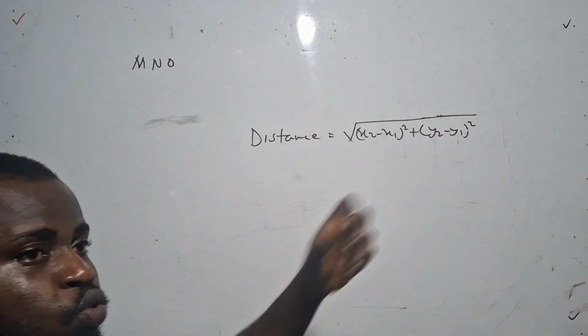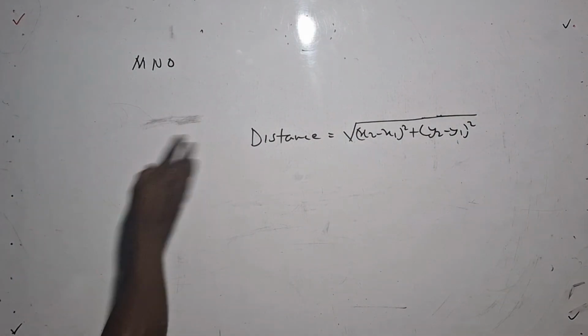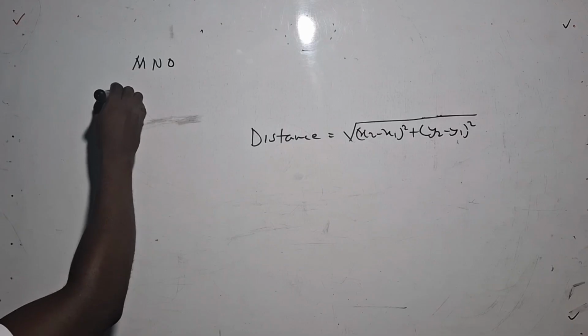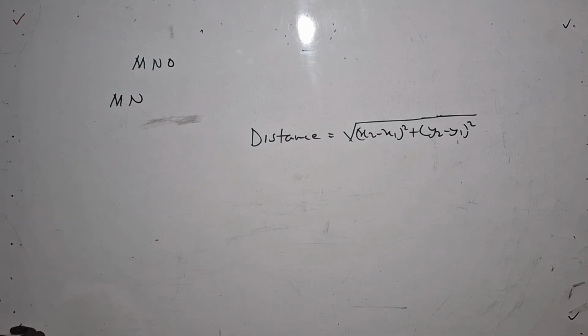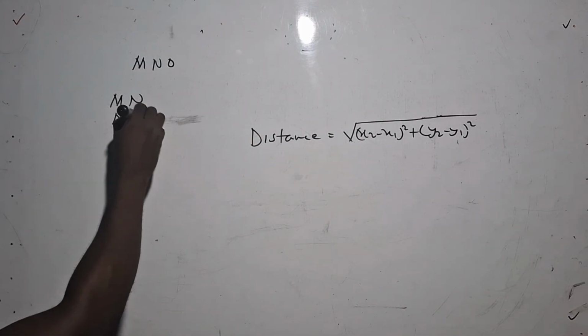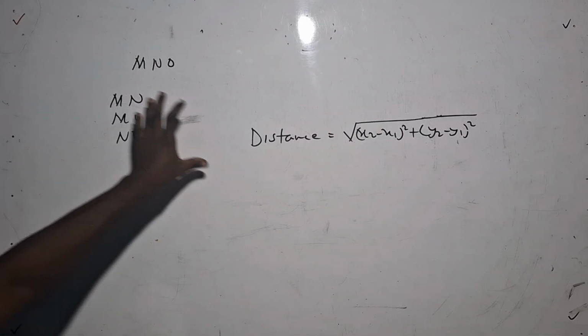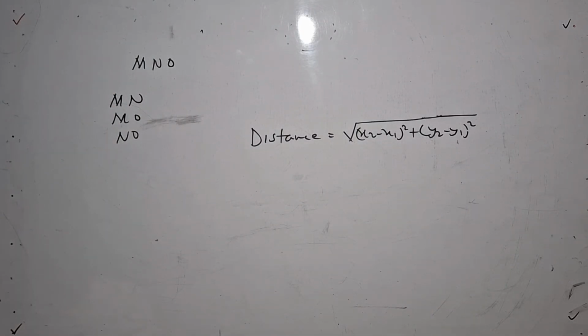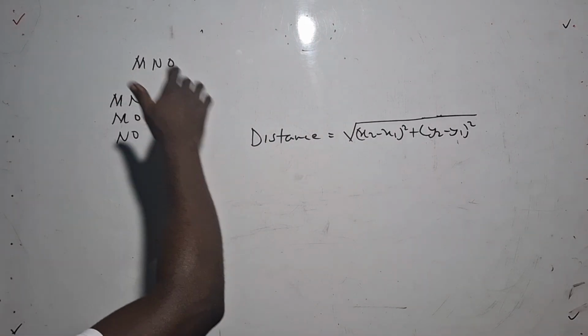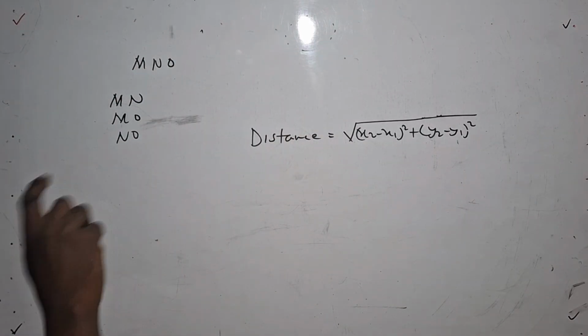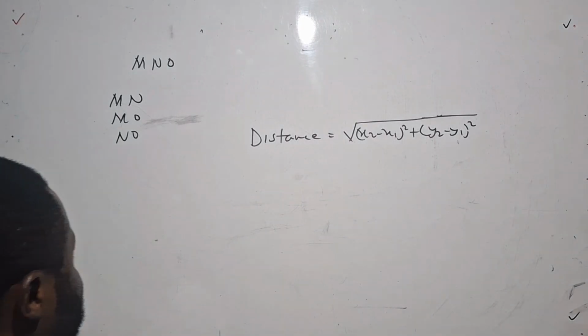Since we use two coordinates, and this is a triangle, we can pair MN. We can pair MO. Then we can pair NO. So we are going to find each of these.